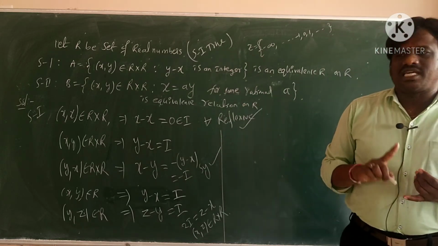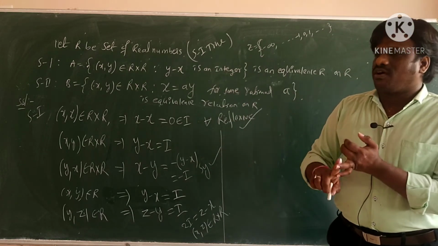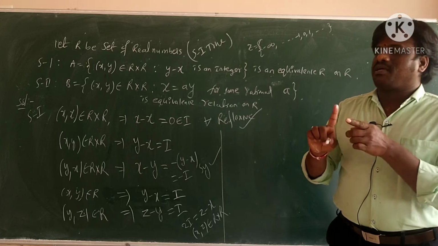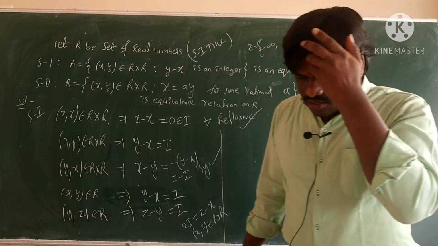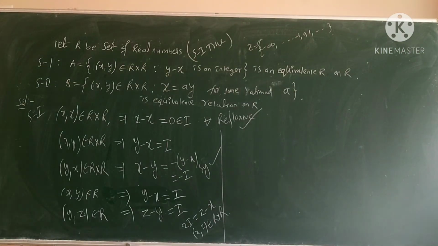So they have given options like this: statement 1 is true, statement 2 is false; statement 1 is false, statement 2 is true; both are true; both are false. These options they have given. So according to the question we can write the answer. Okay.